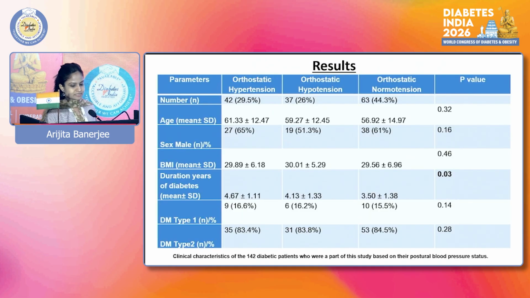Now the results. For the prevalence of orthostatic changes in diabetic patients, orthostatic hypertension was present in approximately 29.5% and orthostatic hypotension in 26%, and we got significant differences among these groups in the duration of diabetes, where the group with orthostatic hypertension had a longer duration of diabetes compared to the other groups.